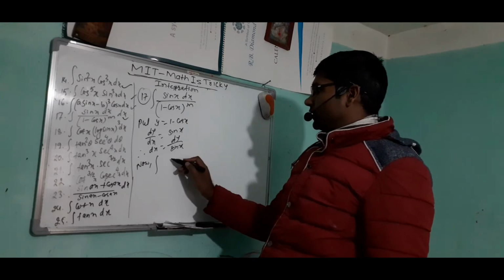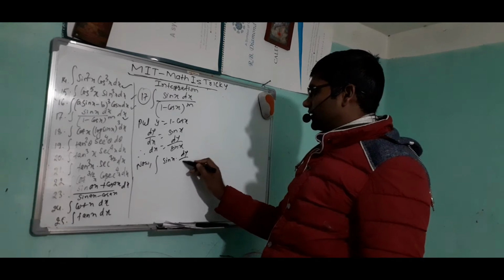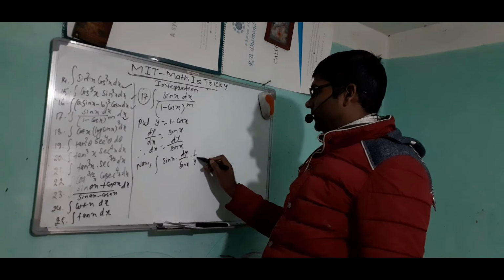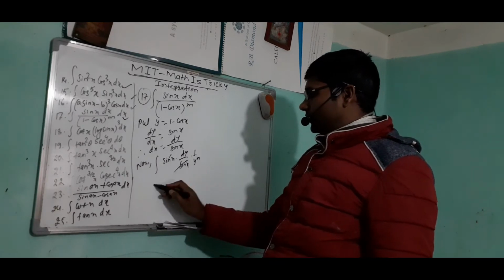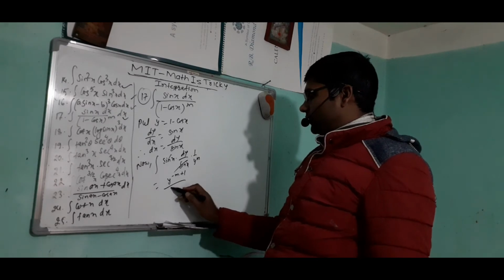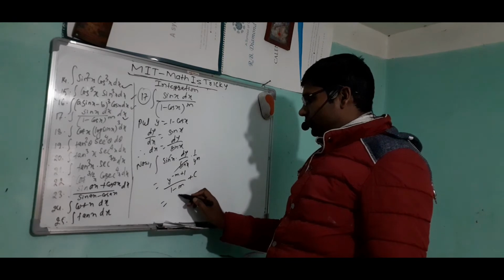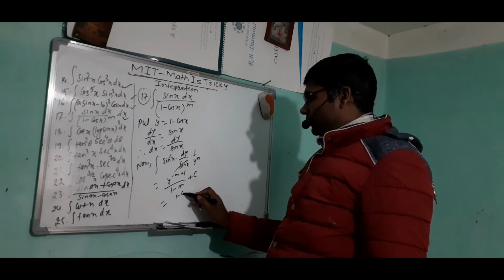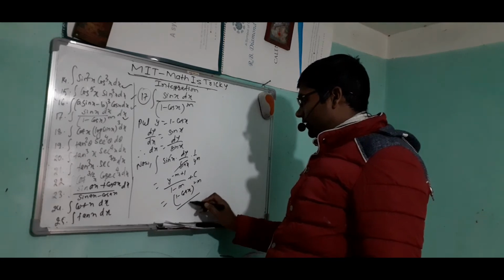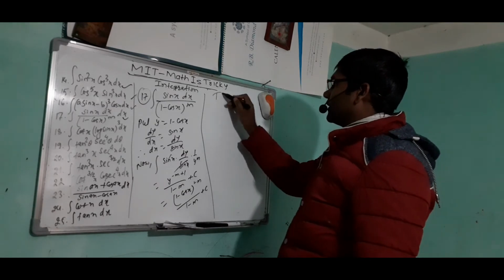sin x dx means dy by sin x, and it will be 1 by y power n. So it is going to be y power minus n plus 1 by 1 minus n plus c. So it is going to be (1 minus cos x) whole power 1 minus n by 1 minus n plus c. See the trick for this, how the trick works.